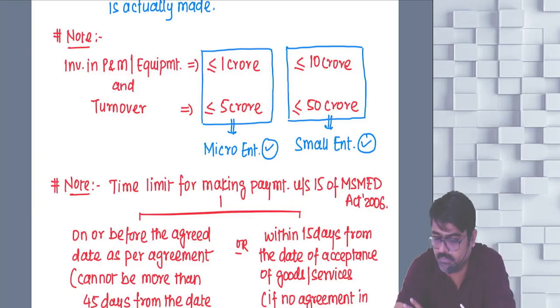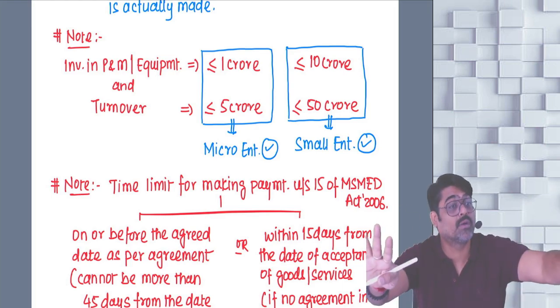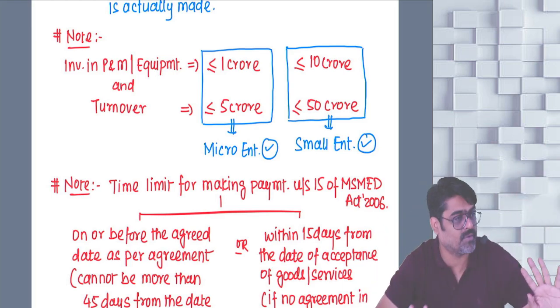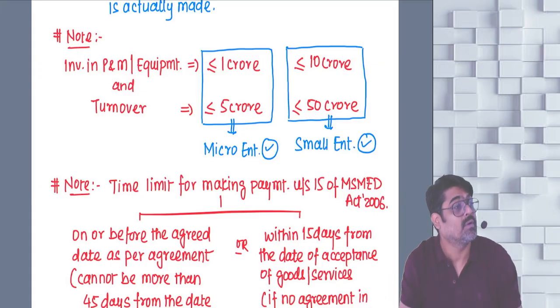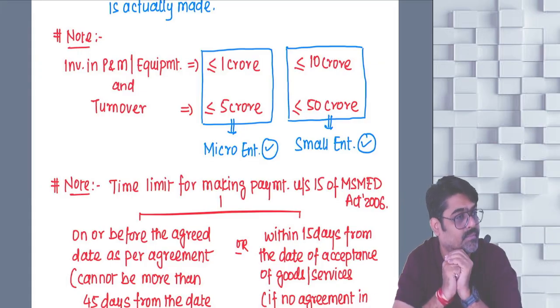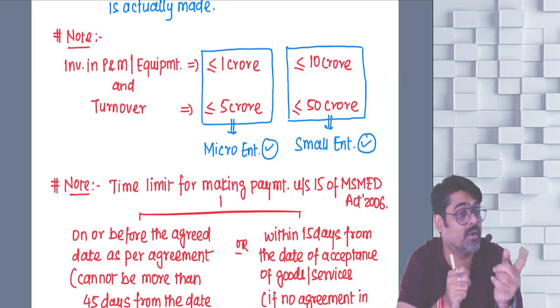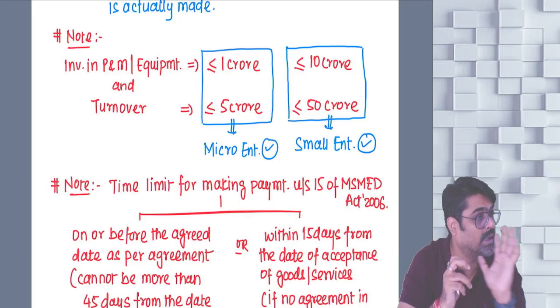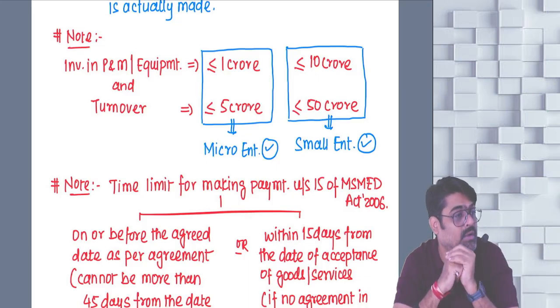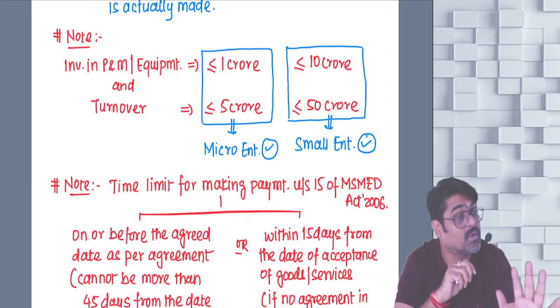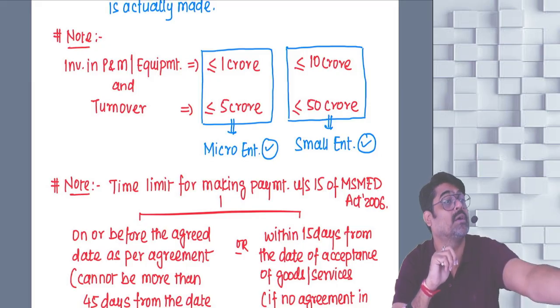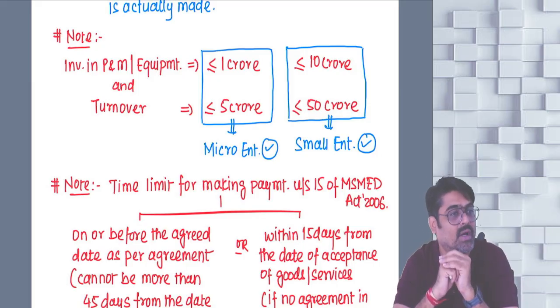So what is in your business, in your profession? You have acquired plant and machinery. So what is the total investment in the plant, machinery and equipment in your business? 1 crore or less. And what is your turnover? 5 crores or less. Then you are a micro enterprise.